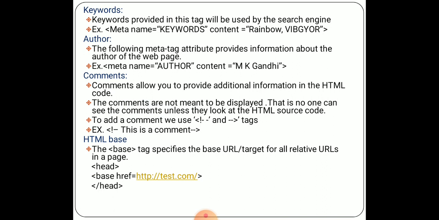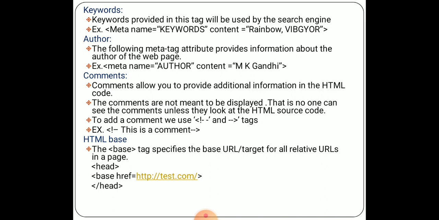Now keywords. What are keywords? The keywords provided in this tag will be used by the search engine. In this example, meta name equals "keywords" and content equals "rainbow VIBGYOR". So this content is used by the search engine.